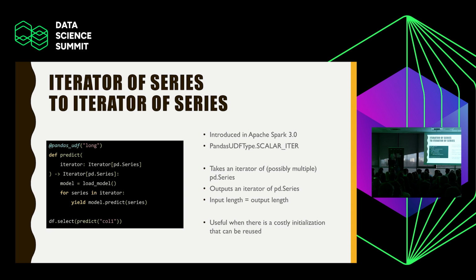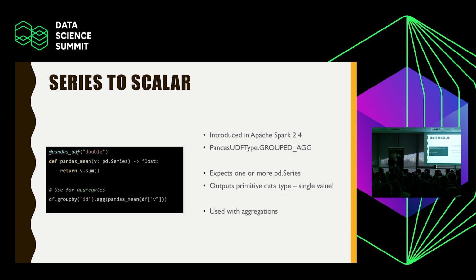Okay, so here we mostly handled series to series. Those series had to be equal in length. But let's now look at another thing you can do, aggregation. So you also have the series to scalar type. And this one used to be already included in Spark 2.4. And again, you can have 1 or more series and then output just one number for this series. And this number needs to be a primitive data type. So you can see here, for example, we summarize a series to a float.